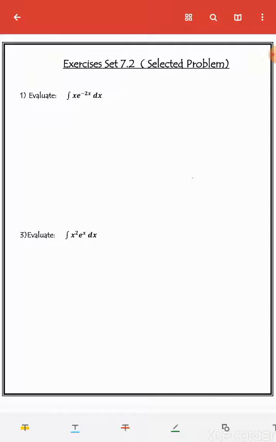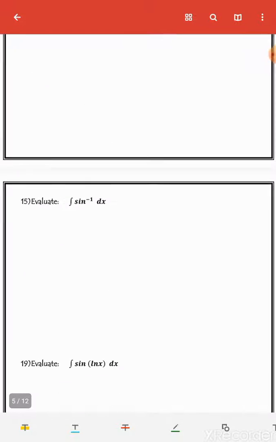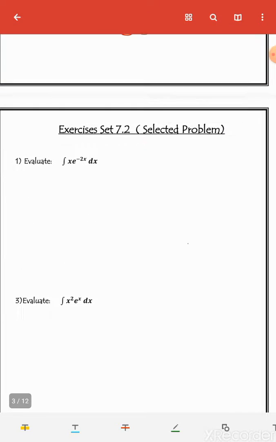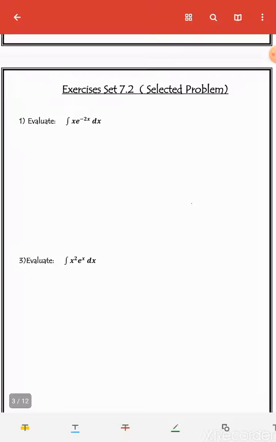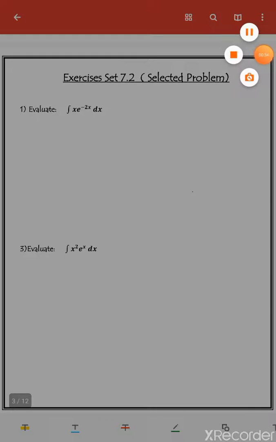And this is set exercises 7.2. I selected some problems, question 1, 3, 5, and 7, 15, 19. I would like to solve these questions with you as a revision. These questions are related to integration by parts. So all these questions we're gonna solve by using the tabular way. We have to start with integration by parts.